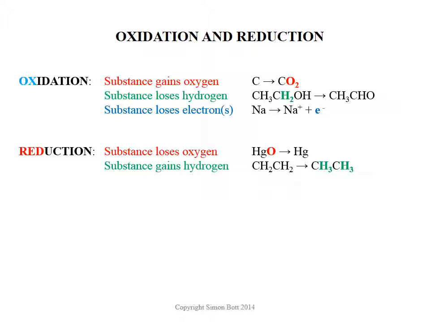And of course, if oxidation is losing electrons, reduction is where something gains electrons. For example, Cl2 gaining 2 electrons to become 2 chlorides.